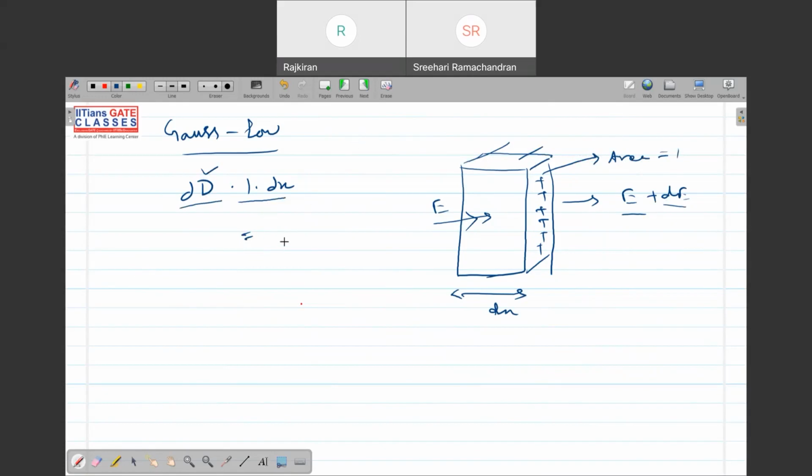Suppose the volume charge density is rho v, the charge per unit volume, and dx into area is the volume. So D is the flux. The total flux increase per volume into the volume is equal to the total charge contained in the volume. Rho v is the charge per unit volume, multiplied by volume. And we know D is nothing but epsilon into electric field, equal to rho v into dx.